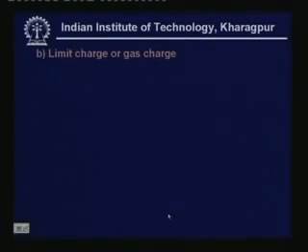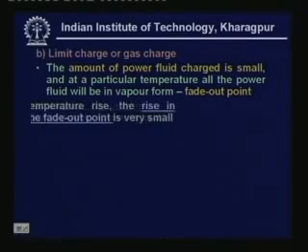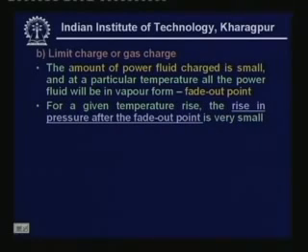So you have the second possibility, that is what is known as limit charge or gas charge. So here the amount of power fluid charged is small, and at a particular temperature all the power fluid will be in vapor form. This is known as fade out point, and for a given temperature rise, the rise in pressure after the fade out point is very small. So, as I said, let me explain this.